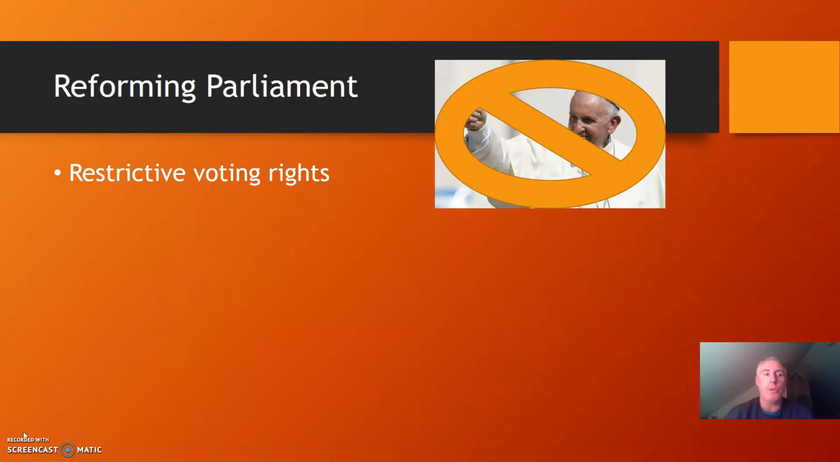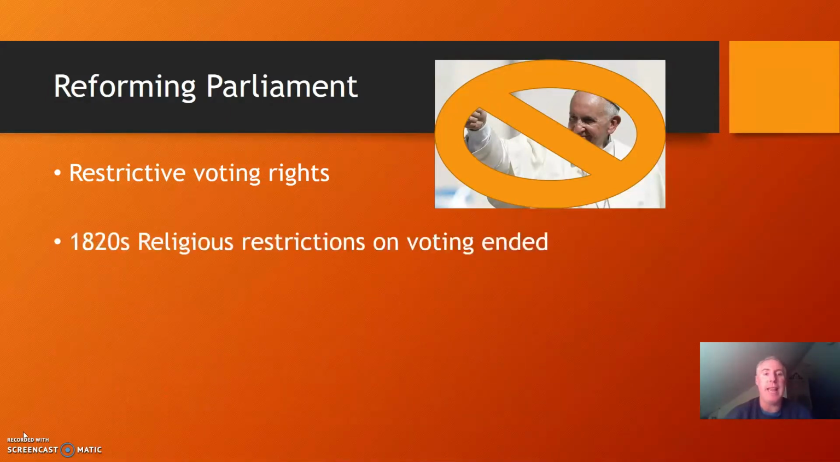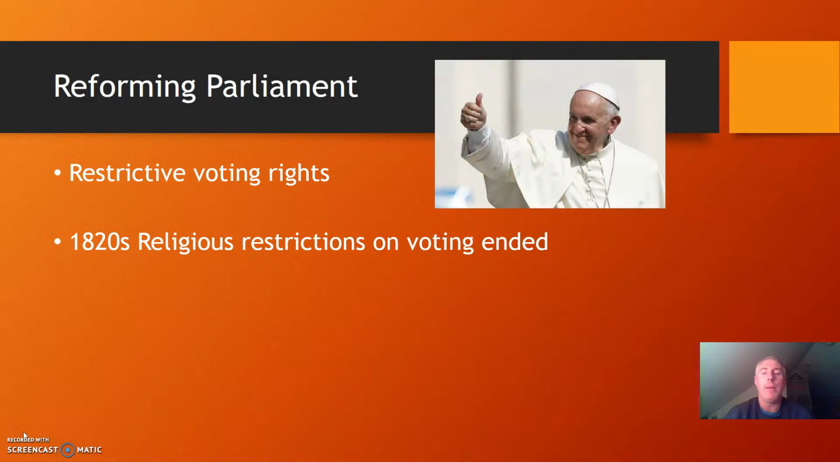So the first change was in dealing with religious restrictions. And so this ended in the 1820s, that religious restrictions on voting ended. So that means Catholics, now they get the thumbs up. But not only Catholics, but non-Anglican Protestants could vote as well.